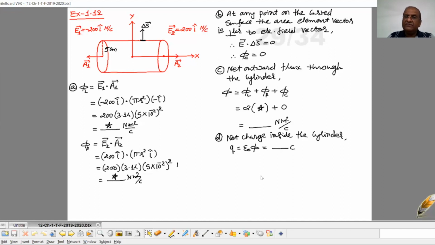Then, the net charge inside the cylinder. As per Gauss's theorem, we can write Q equal to epsilon 0 into phi, the net flux we calculated here. So now we have to substitute this value of flux, and then the value of epsilon 0, we will get the net charge inside the cylinder. Clear to all of you?